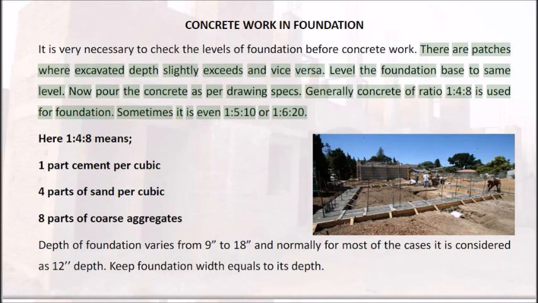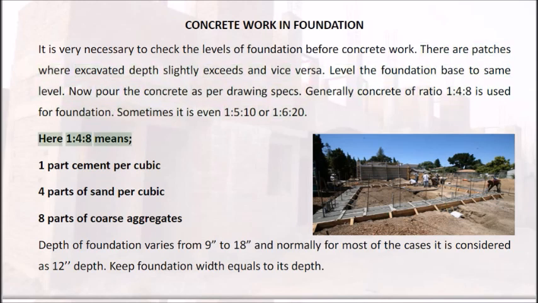Sometimes it is even 1:5:10 or 1:6:20. Here 1:4:8 means 1 part cement per cubic, 4 parts of sand per cubic, 8 parts of coarse aggregates.